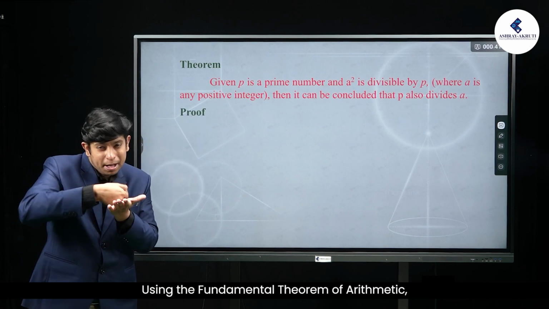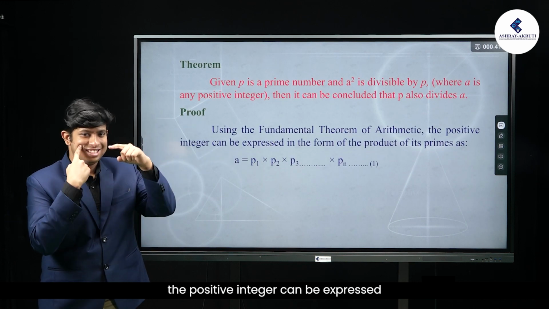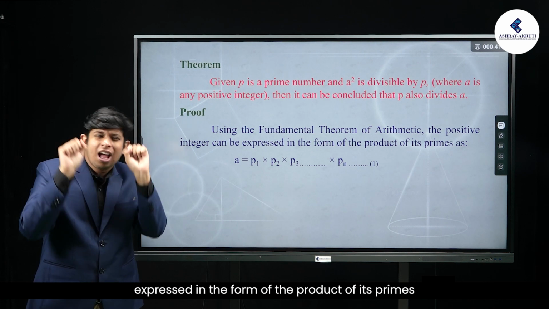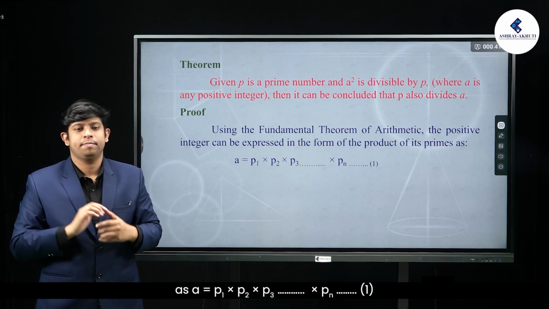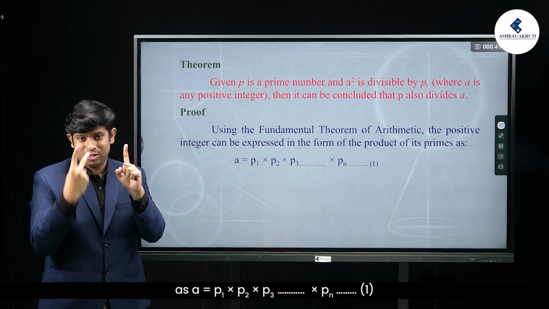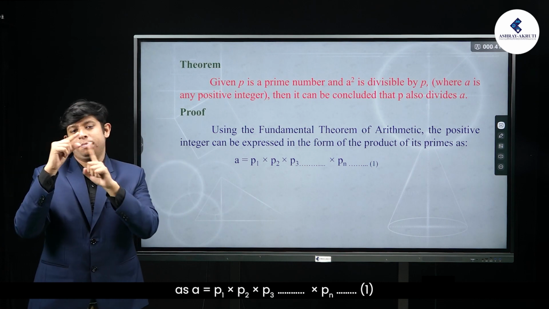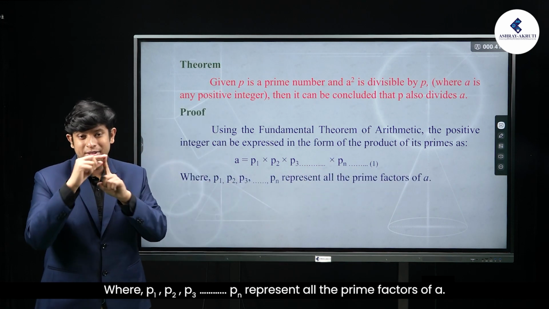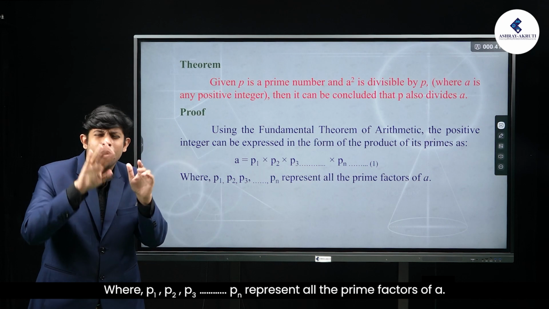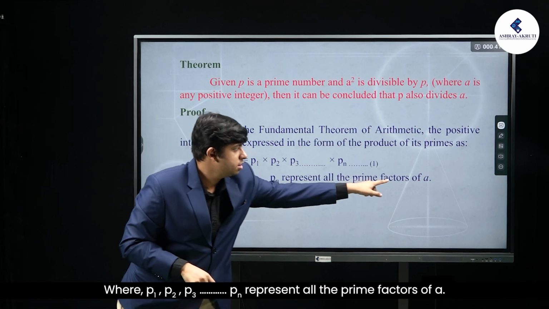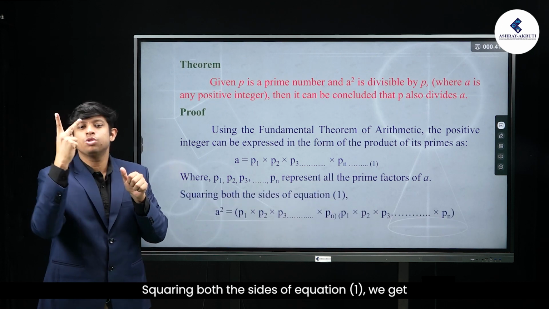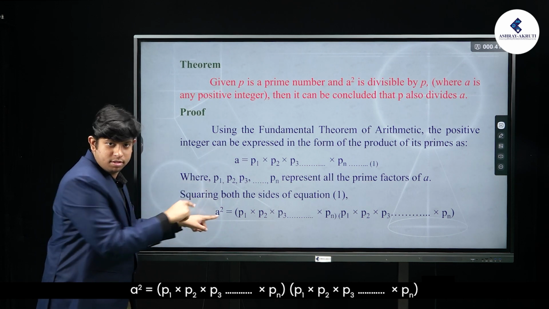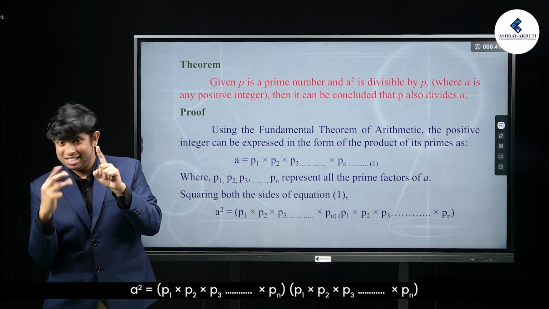Proof: using the fundamental theorem of arithmetic, the positive integer can be expressed in the form of the product of its primes, as a equals p1 into p2 into p3 into so on into pn, where p1, p2, p3, pn represent all the prime factors of a. Squaring both sides of equation 1, we get a square is equal to p1, p2, p3 into so on into p1, p2, p3 into so on.